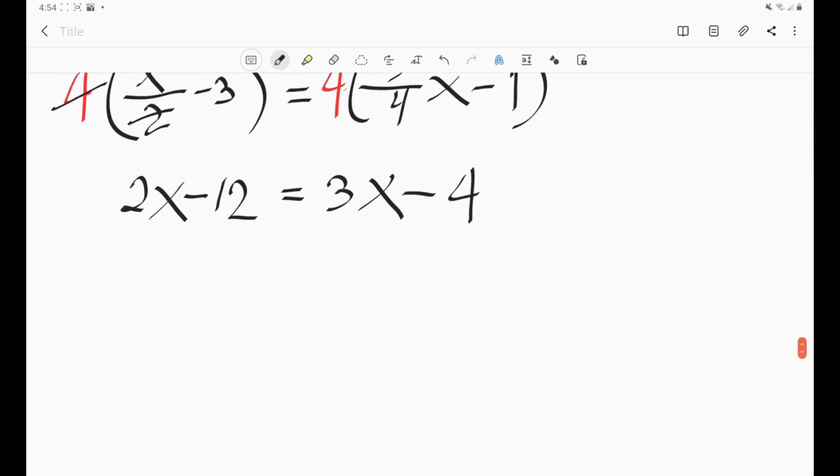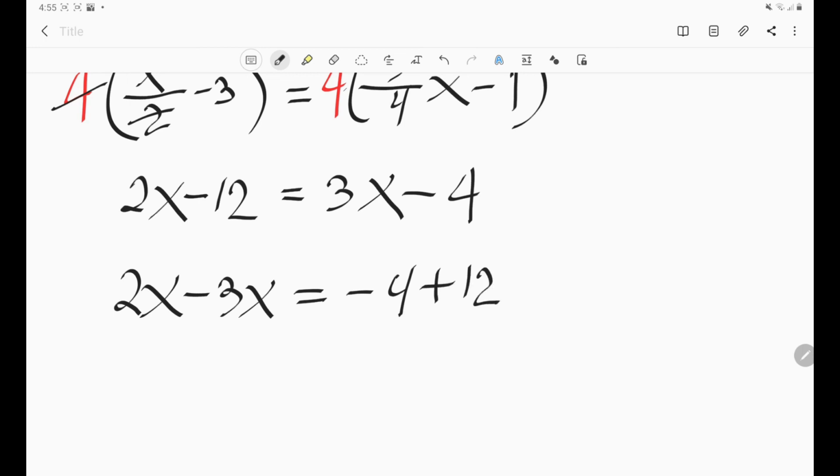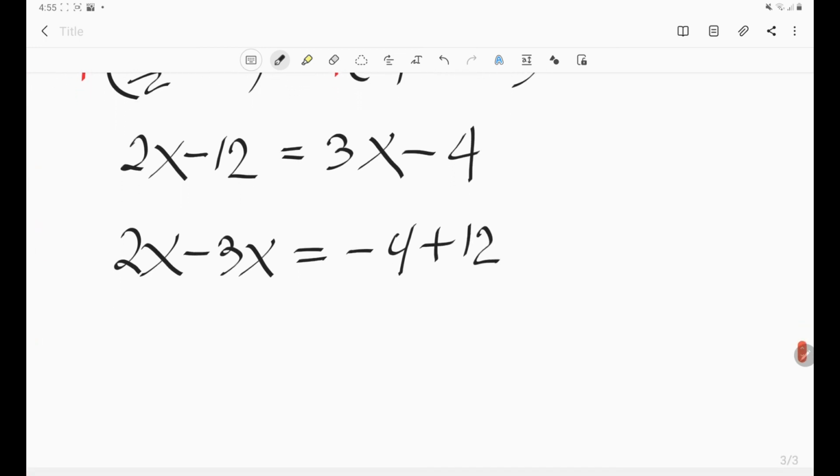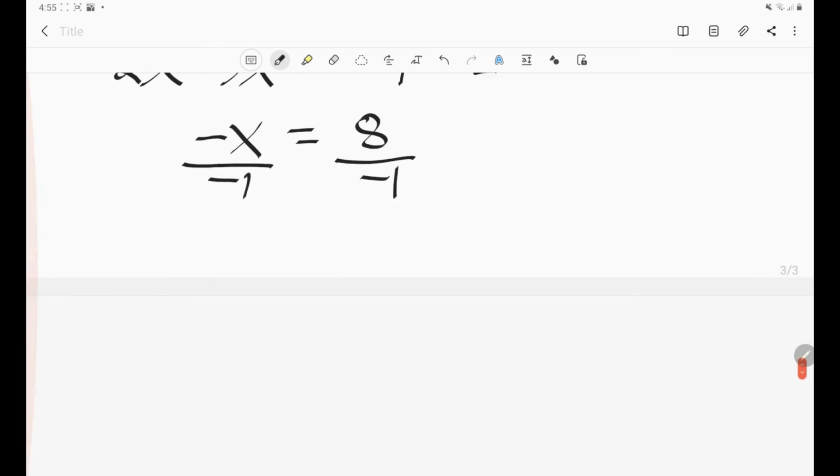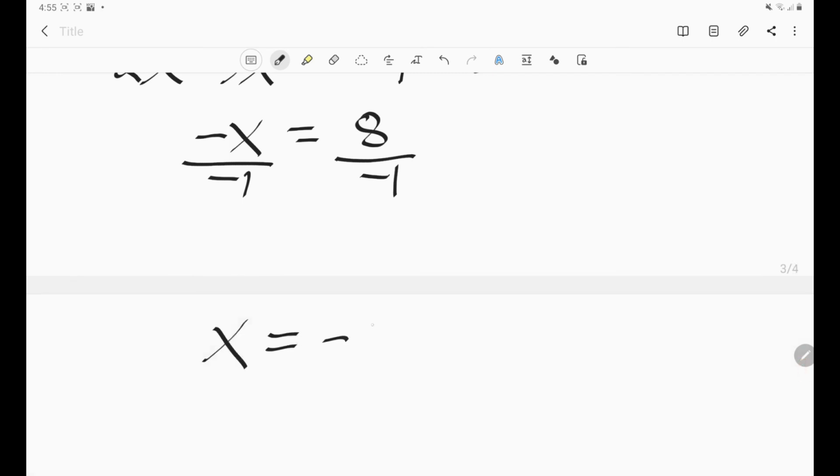Next, we will now move 3x to the left side. So we have 2x minus 3x is equal to negative 4. And then move negative 12 to the right side, that's plus 12. And then combine similar terms. 2x minus 3x is negative x, and negative 4 plus 12 is 8. Again, the coefficient of x is negative, so we have to divide both sides by negative 1. So from here, the value of x is equal to negative 8.